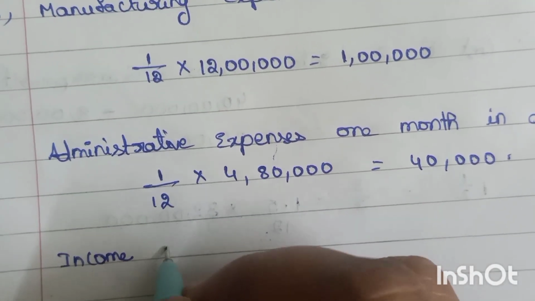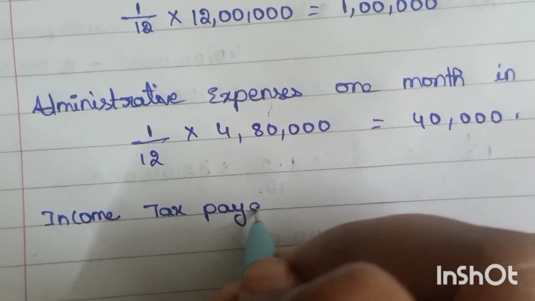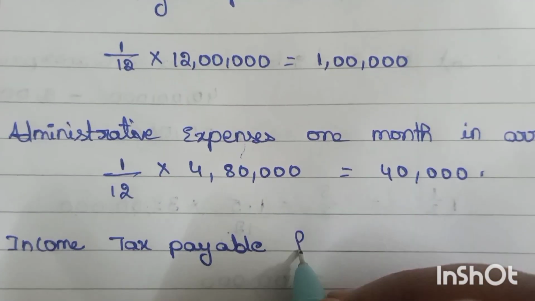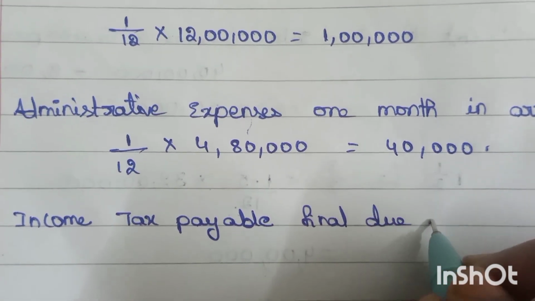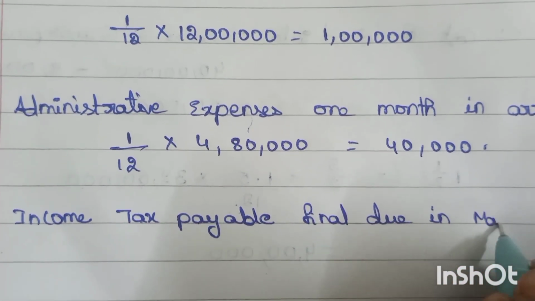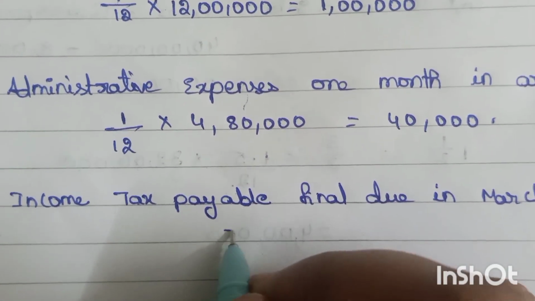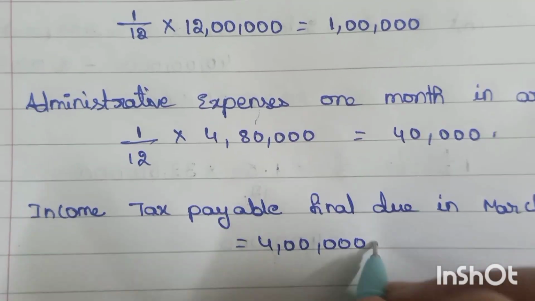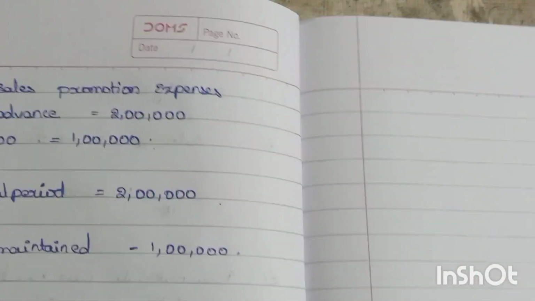Next one, income tax payable. This is the last installment, meaning the final installment for the year, due in March 2010. So what is the amount of the last installment? 4 lakhs. Now we have to draw the pro forma.